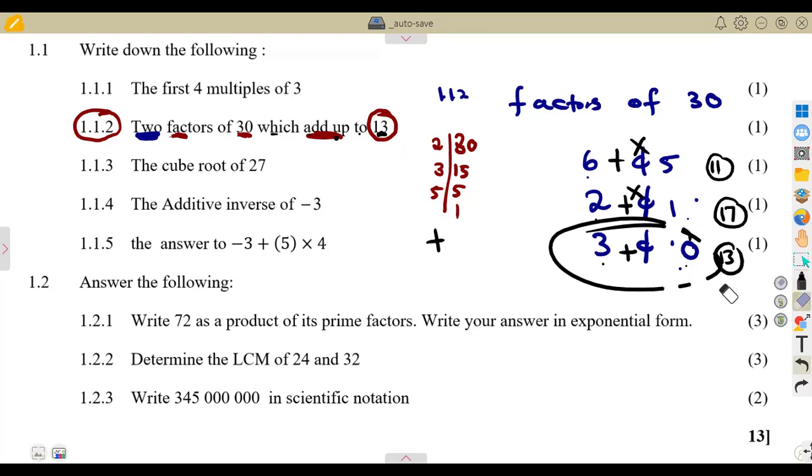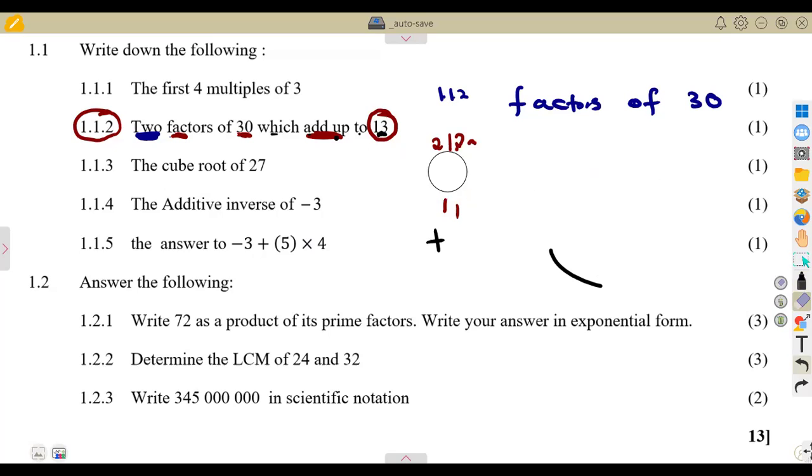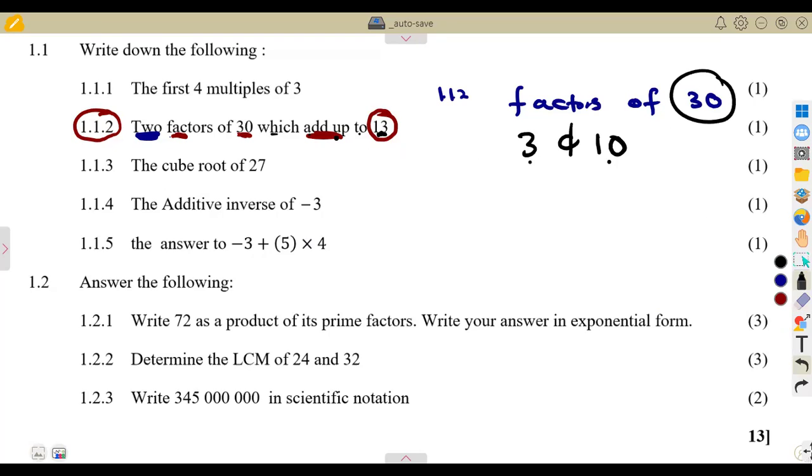So like I said, if you know these numbers, there is no need for you to do this. But this one, I'm just doing for the sake of us all to understand. So that's 3 and a 10. 3 times a 10, that's a 30. All right. If we add 3 plus a 10, that's a 13. So these are the two factors that we want, 3 and a 10. All right. So that is how you're supposed to answer this question.